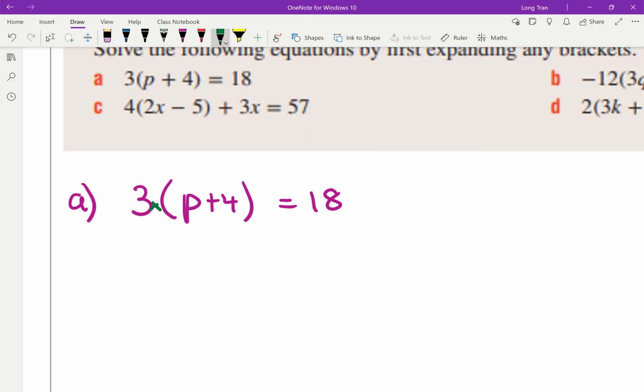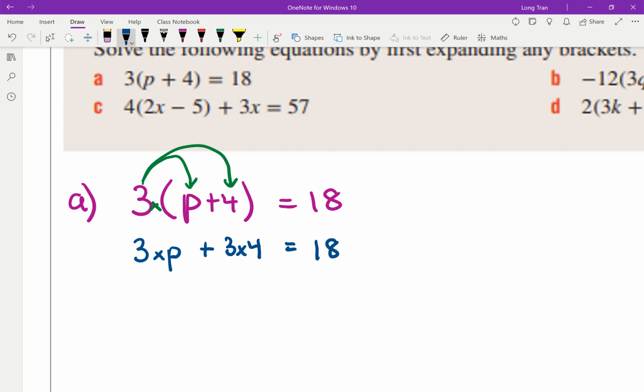In your previous exercise in chapter 5, you would learn to expand. So 3, remember it's 3 groups of P, but also 3 groups of what? Of 4. Very good, Krish. So we've got 3 groups of 4. I want you to write in the first step, when you expand it, it now becomes 3 times P, so 3 groups of P, and 3 groups of 4. So I'm expanding the brackets like you had done. Equals 18.